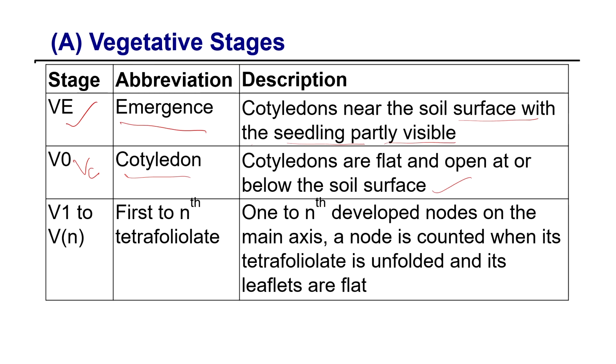And then you can have V1 to V9 stages. There can be V2, V3, V4, and it is not fixed. It will depend upon species, subspecies, and variety. So first node to nth node, nth tetrafoliate, this is with respect to leaves. On 1 to nth developed nodes on the main axis, a node is counted when its tetrafoliolate is unfolded and its leaflets are flat. So this is the condition.